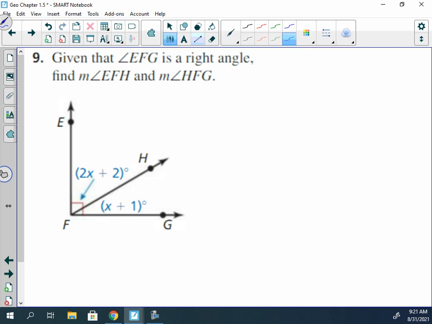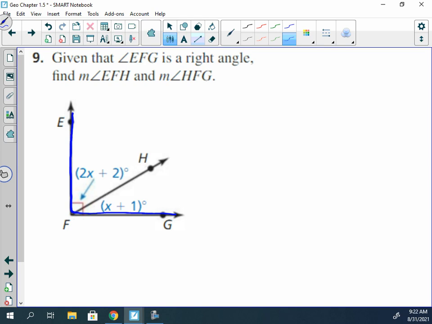Looking at this here, given that EFG is a right angle, what does that mean EFG's angle measure is? 90. If it's a right angle, it's telling me that it's 90 degrees. Find the measure of EFH and HFG. We want to find these two angles. Well, according to our postulate yesterday, the angle sum postulate, those two little angles will add together to give me the whole thing, yes?